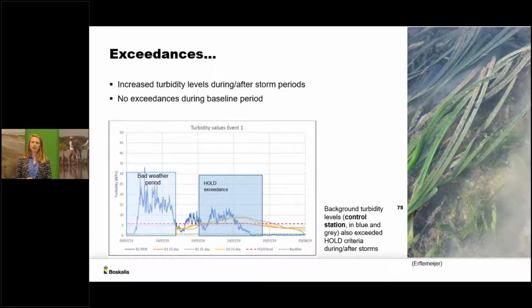However, during the works, different than predicted, we saw quite a rise in turbidity levels, both at the background stations and the stations close to our channel. This all occurred during periods of storm or just after storms. And unlike in the baseline periods, we did see exceedances of the alarm and finally also the hold levels.